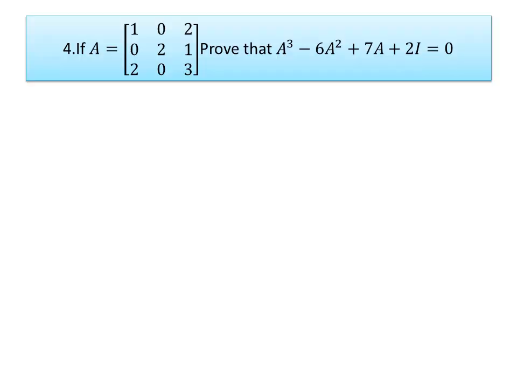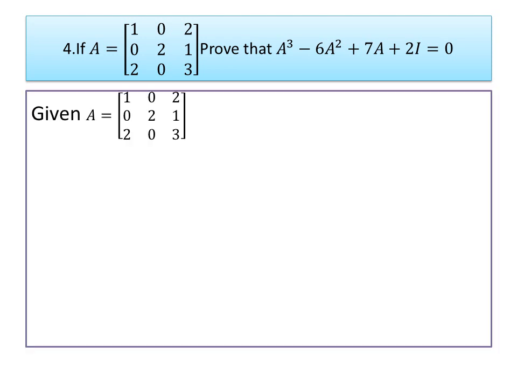Next example: if A is equal to [1, 0, 2; 0, 2, 1; 2, 0, 3], prove that A cube minus 6A square plus 7A plus 2I is equal to 0. This type of question can be asked for 5 marks. Let us take the given matrix A as [1, 0, 2; 0, 2, 1; 2, 0, 3].